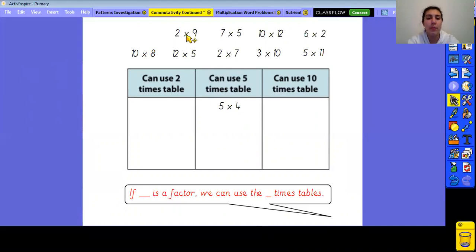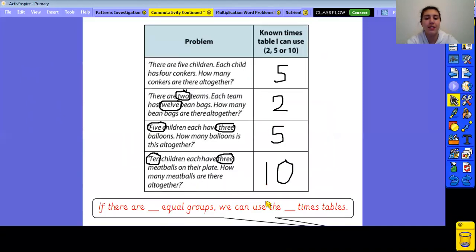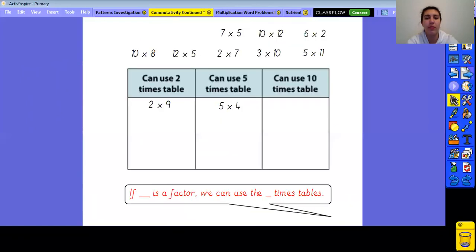About this one then. 2 multiplied by 9. So I could say I've got 2 groups of 9, or I could say that I've got 2, 9 times. So would my 2 times tables help me answer this question? Yes, they would, because I've got 2 equal groups. And remember, when I've got 2 equal groups, I can still use the 2 times tables.